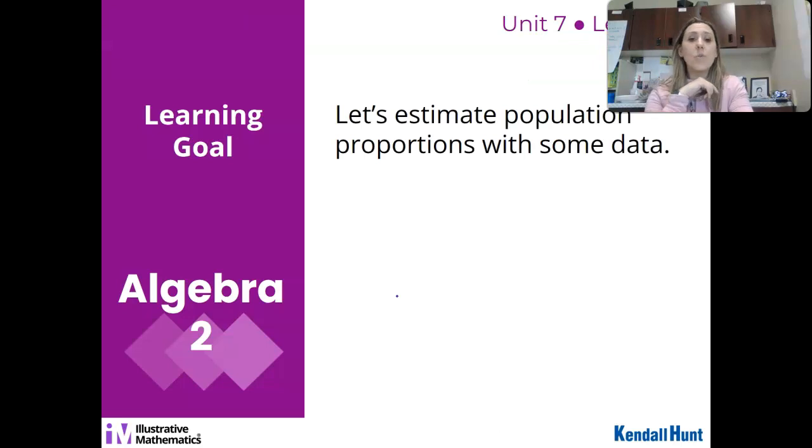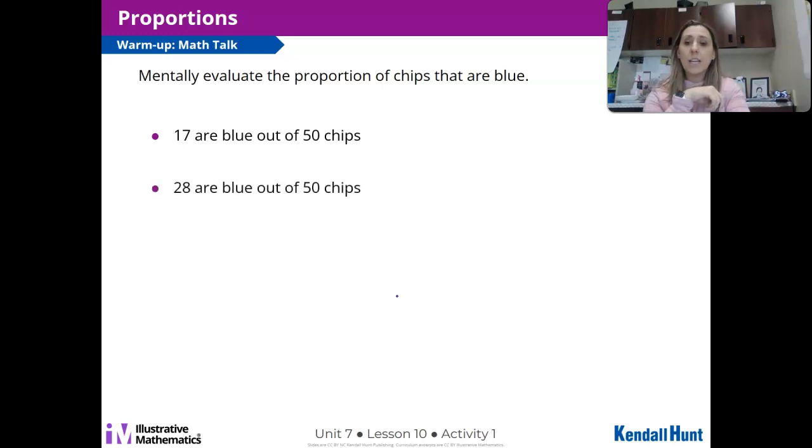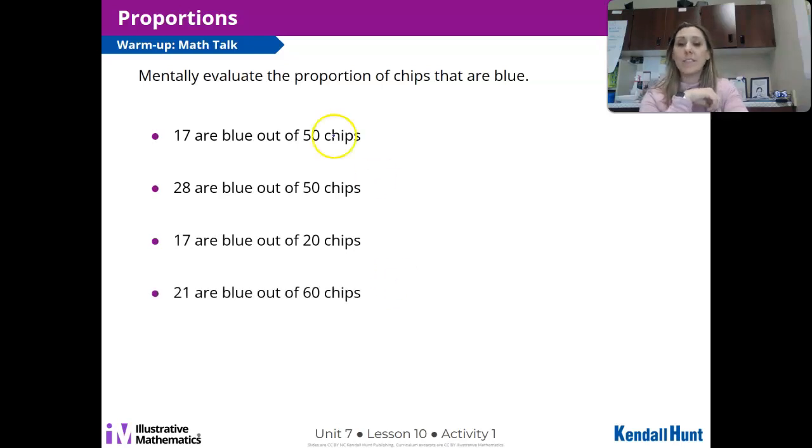Sorry. Okay, so we're going to estimate the population of proportions with some data. So for right now, this is the warm-up we did in class. What I would like you to do is mentally evaluate the proportion of chips that are blue. So for the first one, 17 are blue out of the 50 chips. Then for the next one, 28 are blue out of the 50 chips. Then 17 are blue out of the 20 chips. And then 21 are blue out of the 60 chips.